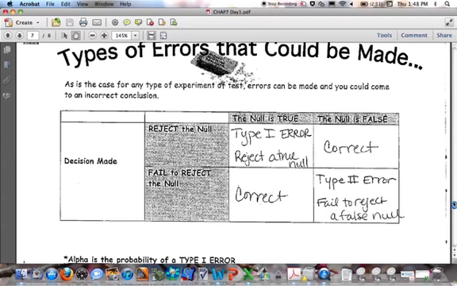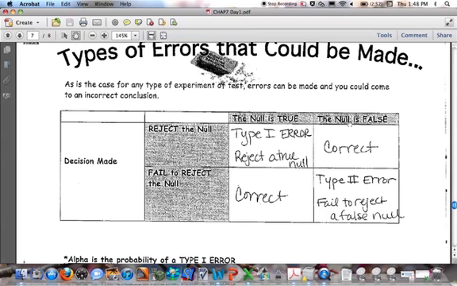Just like last chapter with our confidence intervals, you can make a mistake. If you calculate a 95% confidence interval, 5% of the time we would create an interval that wouldn't capture the mean or the true proportion. So the same thing here, I can make a mistake. My decisions are either to reject the null or fail to reject the null. I could reject the null, but it was actually true. So this is a type 1 error. I reject a true null.